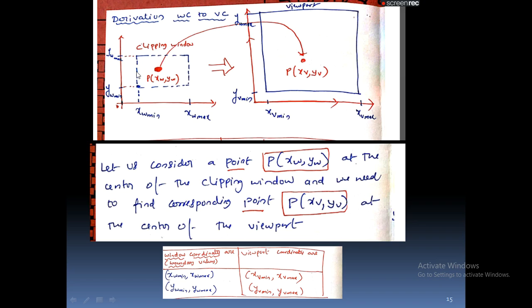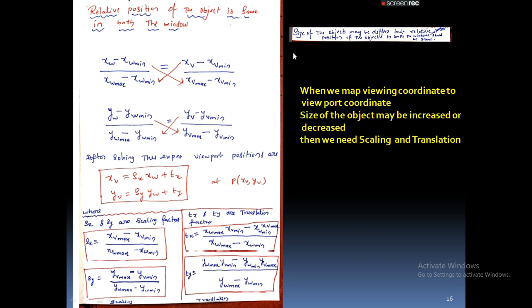Now to determine the corresponding point position on the viewport, we need to take this formula: xw, which is our point's x-axis value, minus xw min, divided by xw max minus xw min. This is the formula we use to find the relative position of the point in the clipping window on the screen of the monitor.